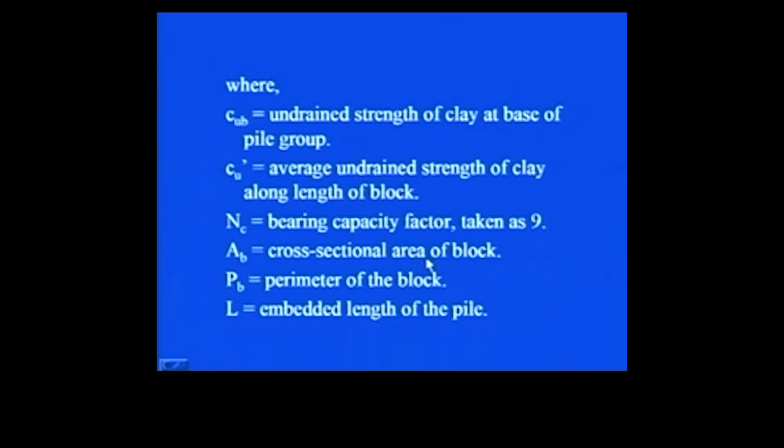So, you should always remember this thing, that when we find out QUG, that is ultimate load carrying capacity of the group by block failure, in that case your AB represents the cross sectional area of the block, not the cross sectional area of one particular pile. PB is the perimeter of the block. Again, it is not the perimeter of one pile but of block. L is embedded length of pile.